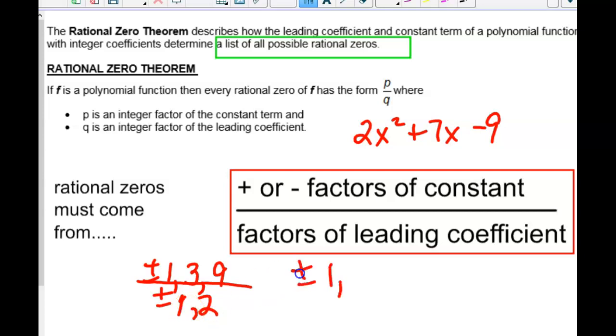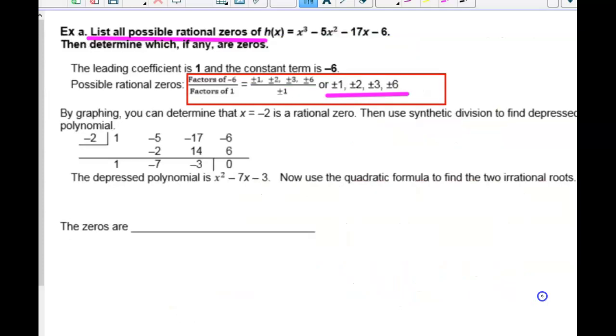Well, that wasn't too complicated. But then you have to go back and put them all over 2. So 1 over 2, yikes. 3 over 2, and 9 over 2. They're all positive or negative, but I won't make you write it on each one. Is that okay? You should have done that last year in Algebra 2, at least honors if you had it. Generated that list, okay? You have an example on your sheet.